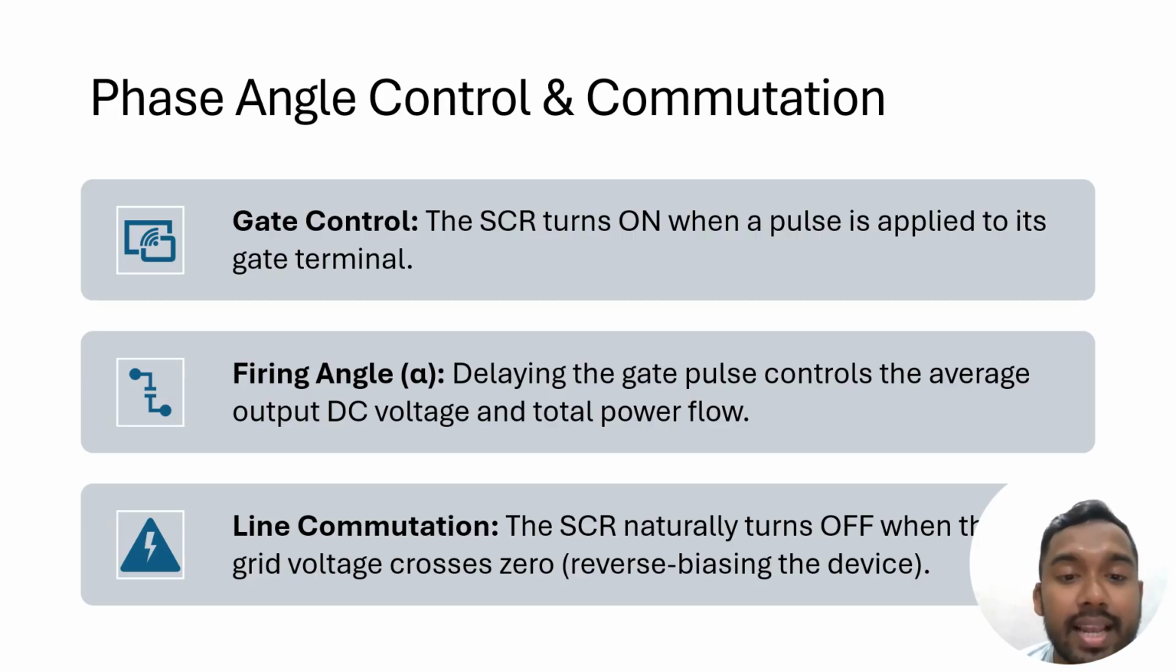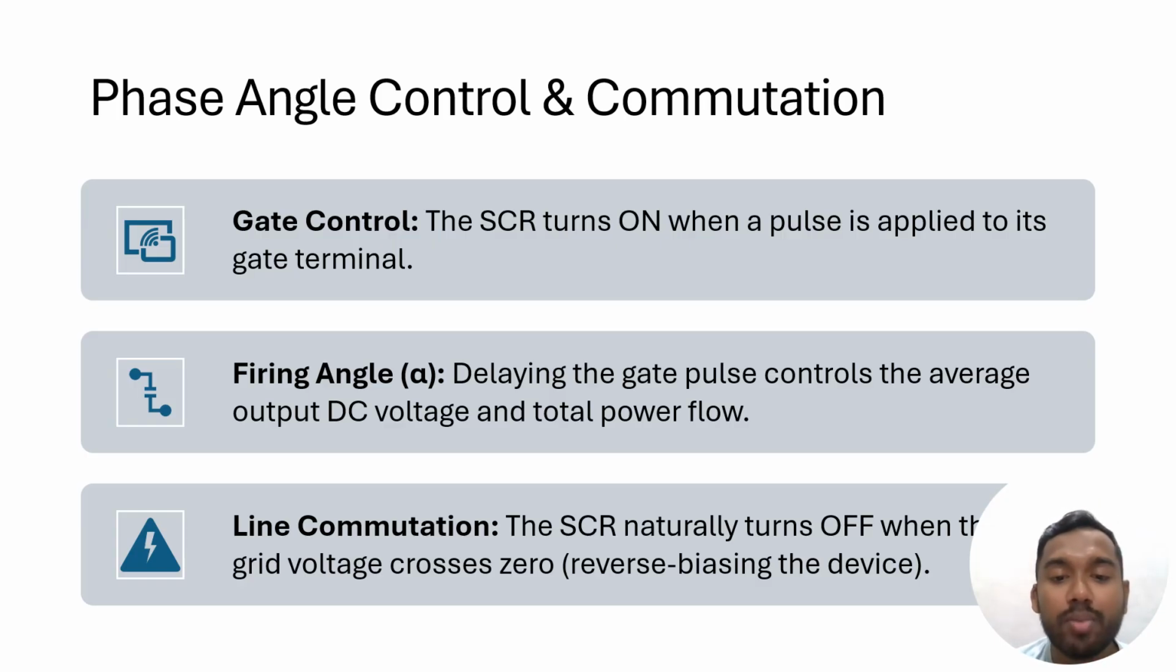By precisely delaying this gate pulse relative to the AC voltage wave, a delay known as the firing angle, we can control the average output DC voltage. If we want to push more power down the transmission line, we adjust the firing angle. It gives us, in essence, real-time control over the grid. But once an SCR is on, how do we turn it off?